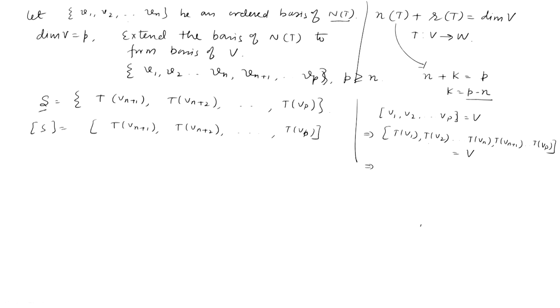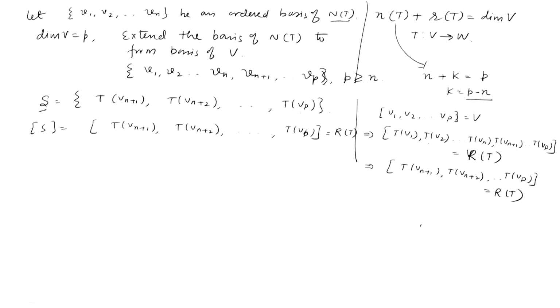Now, since V1, V2, ..., Vn are in N(T), T of Vi up to n is 0. So, these all are 0. That means it is equal to T of Vn+1, T of Vn+2, and so on up to T of Vp, and that is equal to R(T). So, the first property we have shown: the span of this is nothing but R(T), that is, the span of this generates the entire R(T).